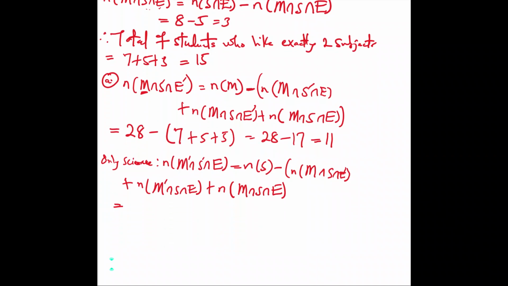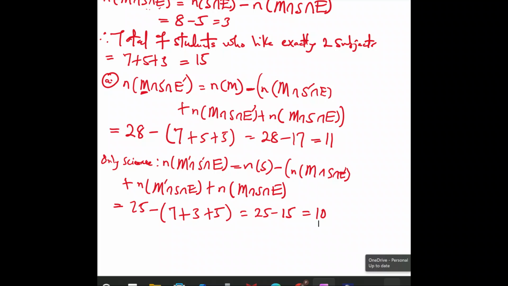So in this case, the number of students who like science is 25. Okay, and the number of students who like only maths and science is 7. Number of students who like only science and English is 3. And then all three. So number of students who like all three is 5. So that will be 7 plus 3 is 10, plus 5 is 15. So we have 25 minus 15. So that will be equals to 10.